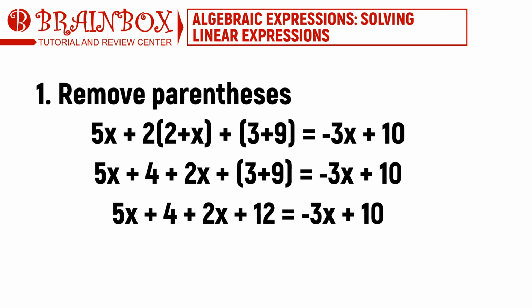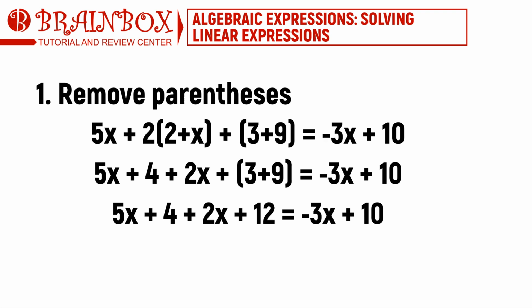We can multiply 2 by 2 and by x, giving us 4 plus 2x. To remove the second pair of parentheses, we can just solve for 3 plus 9 since all of the terms inside are constants. This would also work if all the terms inside the parentheses contain variables.